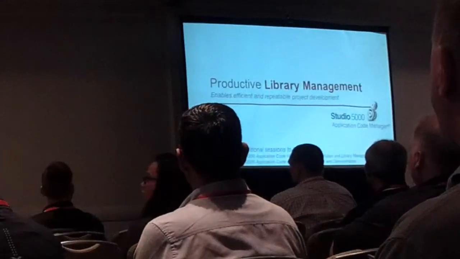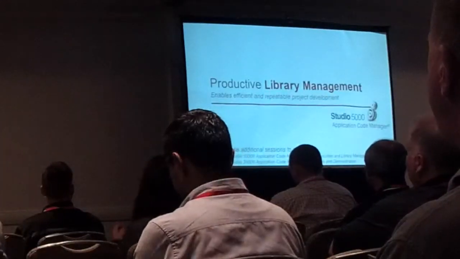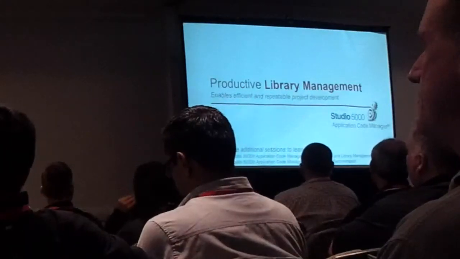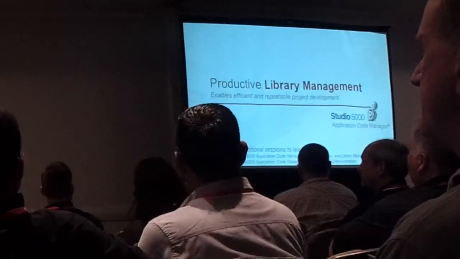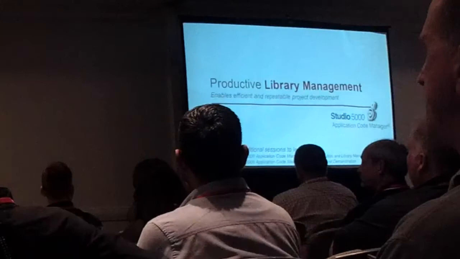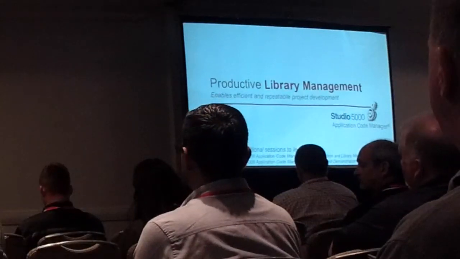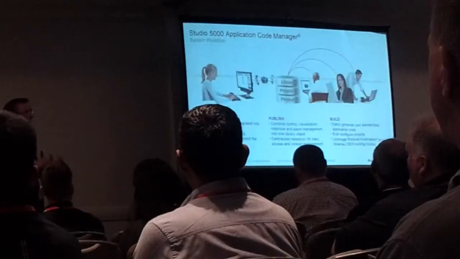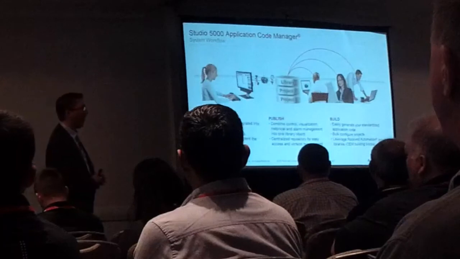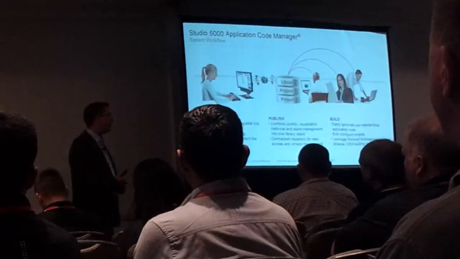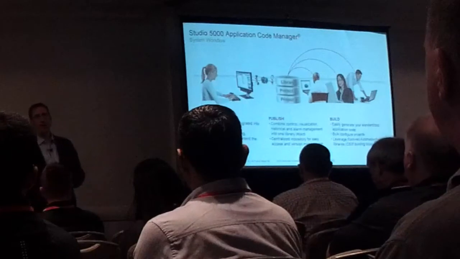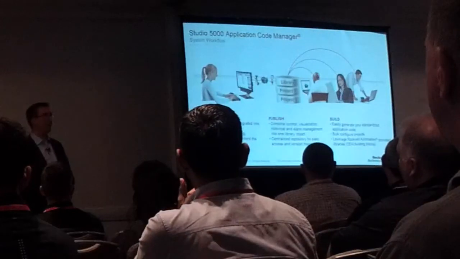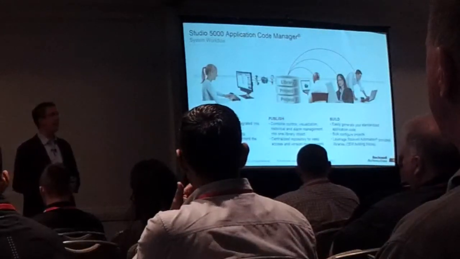All right, next topic is library management. As we think about building a system, one of the best ways to get productivity is to take that really good content that you've built, make it a reusable library object, and then pass that around, reuse it, and share it. So library management is a core part of Studio 5000. The core product in doing that is with Studio 5000 Application Code Manager. If you haven't seen that tool, I would encourage you to stop by some of the sessions this week and the overview or the hands-on demonstration to learn a bit more about what it does and how it might be able to help you specifically.